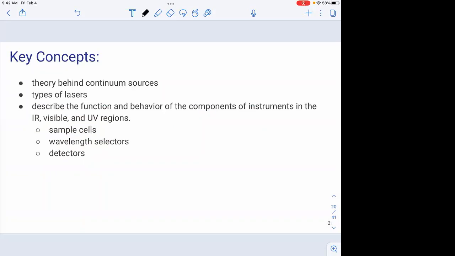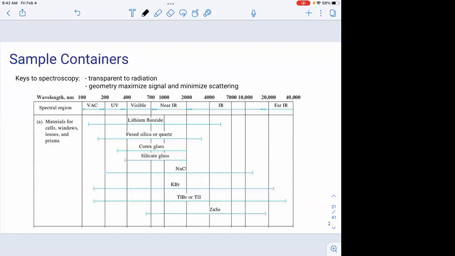All right, so we talked about continuum sources, we talked about some lasers. Now we need to talk about the rest of these components. And so sample containers is the first one. There are 2 things that you should think about as you're choosing a sample container. The first one is that it has to be transparent to radiation, so the material that it's made out of should matter. The second thing is that the geometry of that sample cell should minimize signal scatter.